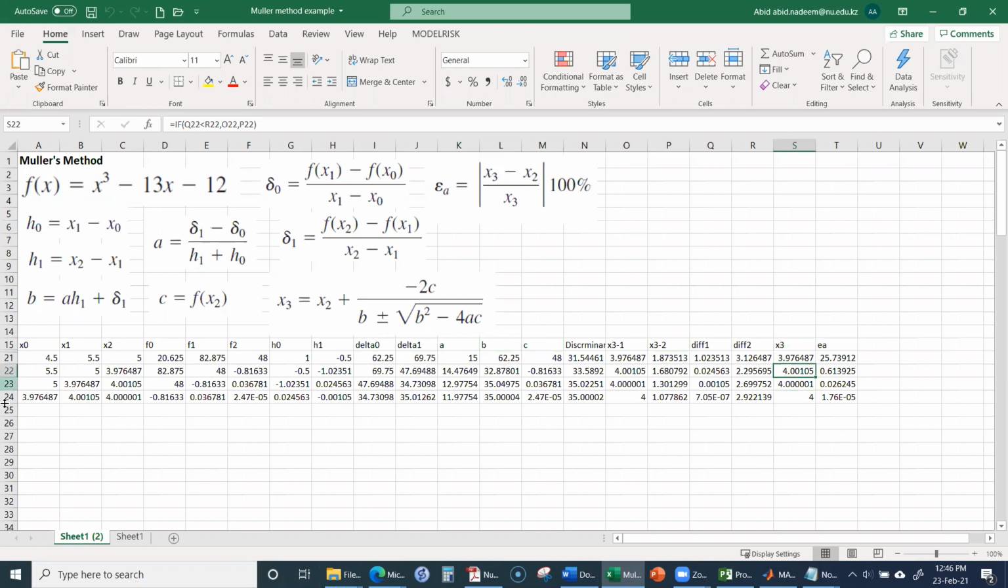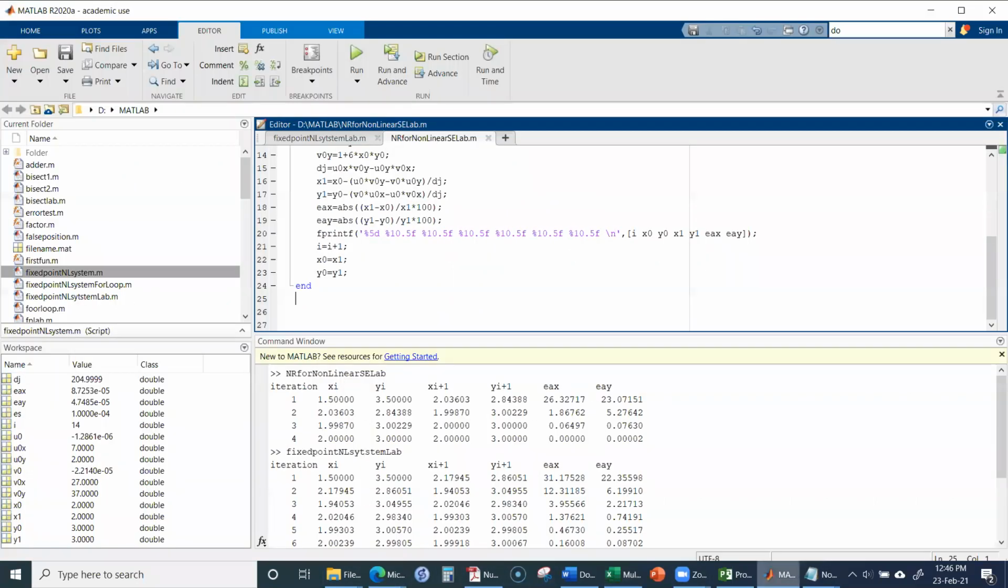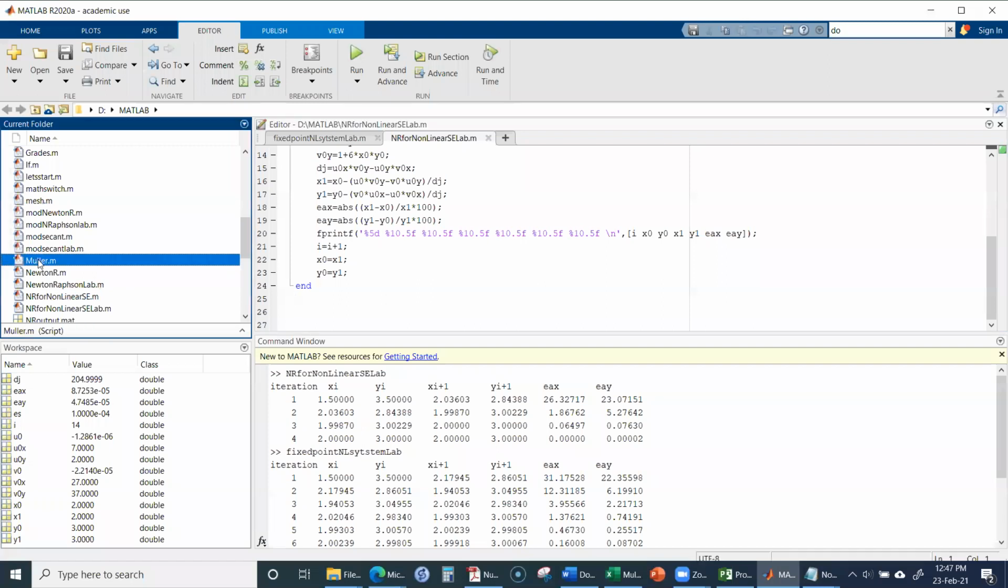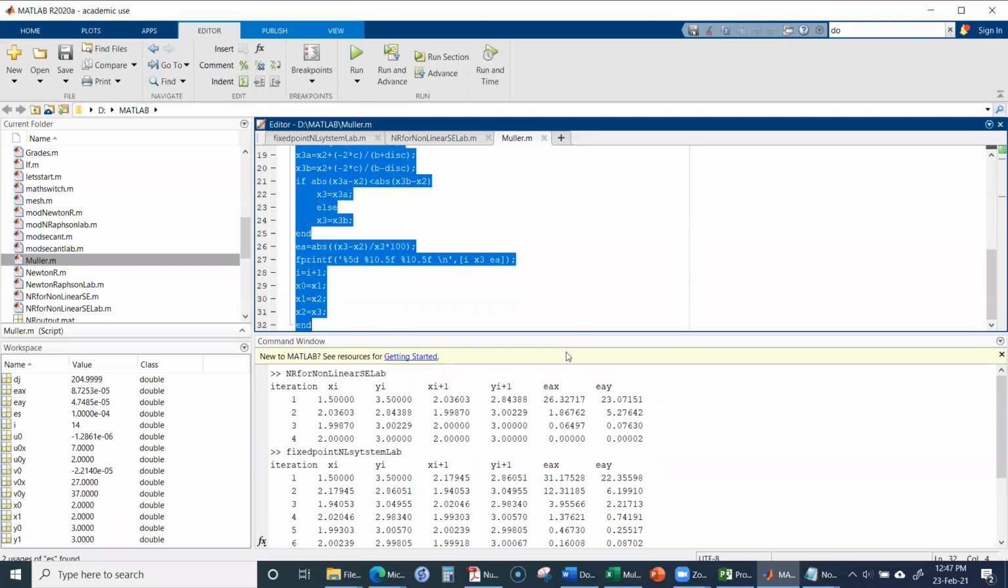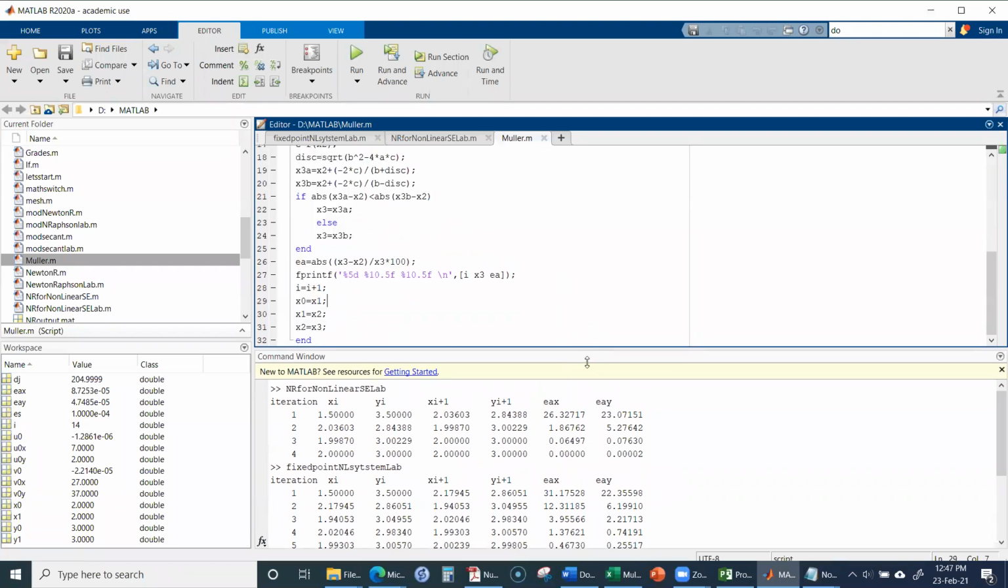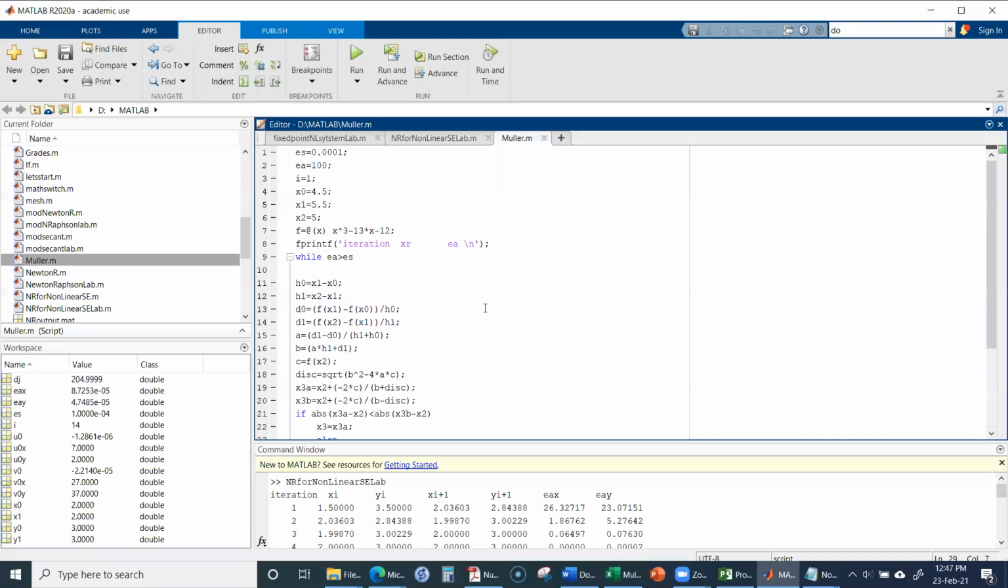So I think since we have now done this type of script many times, the process is almost the same. So maybe I can open my already done Muller script rather than type it over here. And then I think it will be easy for you to understand as well. So here I have actually written the script.